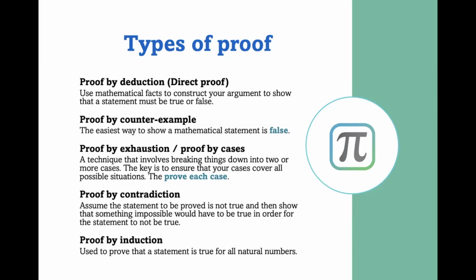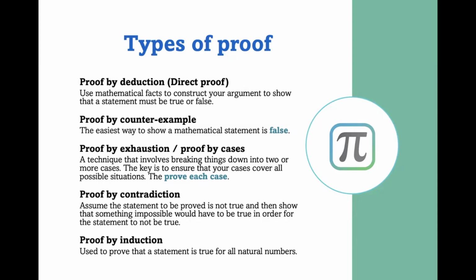So starting with proof by deduction or direct proof, where we use mathematical facts to construct an argument to show that a statement must be true or false. Then proof by counterexample, and this involves just finding one example that shows that a mathematical statement is false. We then have proof by exhaustion, otherwise known as proof by cases. This is similar to proof by deduction, but the key technique in the proof is that we need to break down the proof into two or more cases and then prove each case individually.